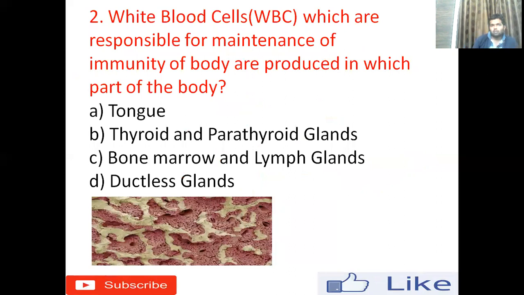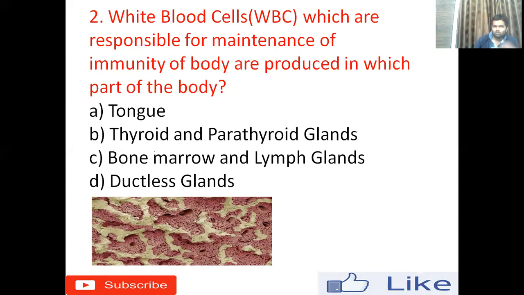White blood cells, WBC, which are responsible for maintenance of immunity of the body, are produced in which part of the body? Option A, tongue; option B, thyroid and parathyroid glands; option C, bone marrow and lymph glands; option D, ductless glands. We know that white blood cells are called the soldiers of our body. They build our immunity. They create the army system in our body.